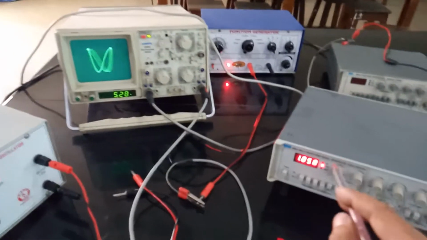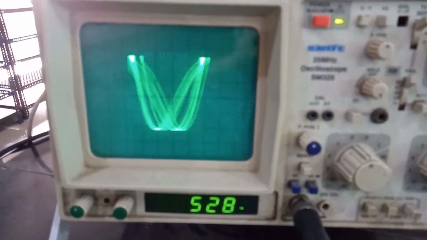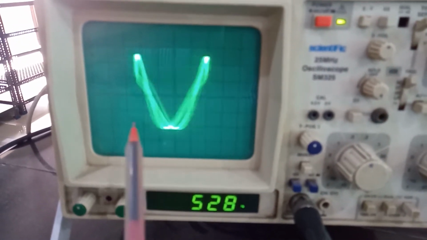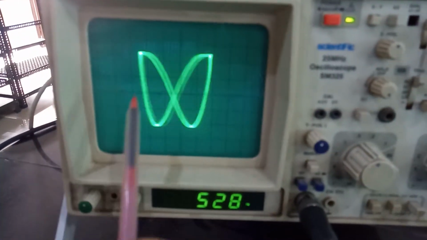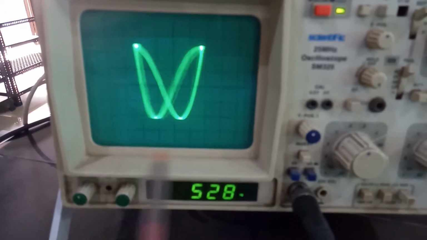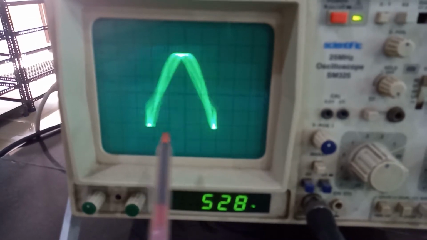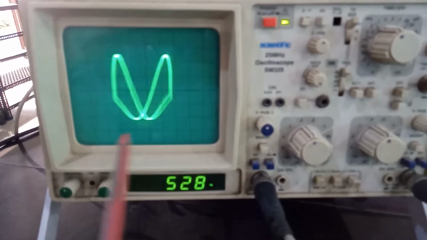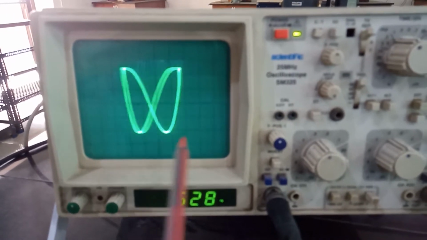For the second reading, we will vary this frequency in such a way that you can see two loops on the x-axis. This is the y-axis, and this is the x-axis. You can see two different loops on the x-axis for this practical. So this is the pattern for which we are getting the two loops. Number of loops is 2 on the x-axis.